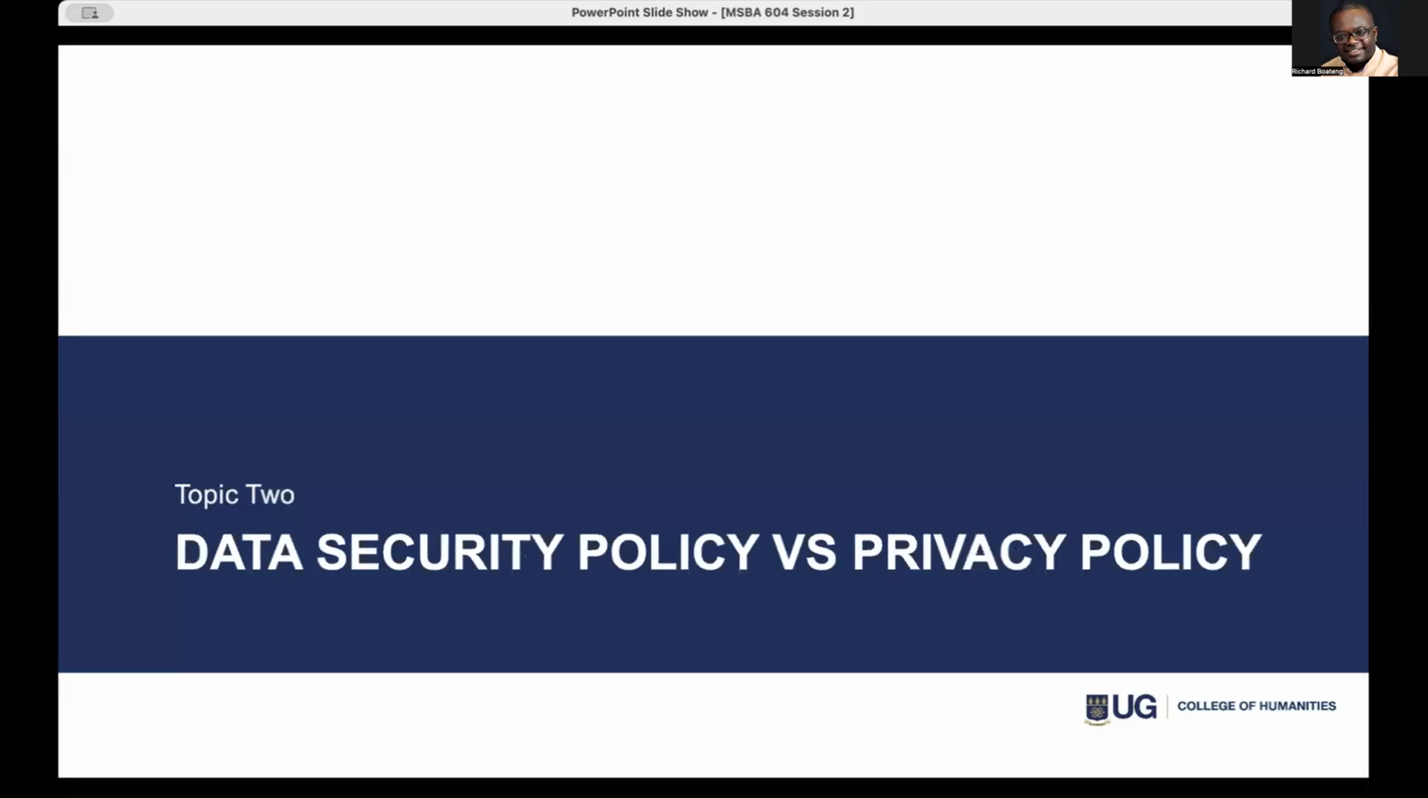So now the second section, let's look at the data security policy and the privacy policy. Now that we understand what policy looks like and what are the different types of governance mechanisms we can have.